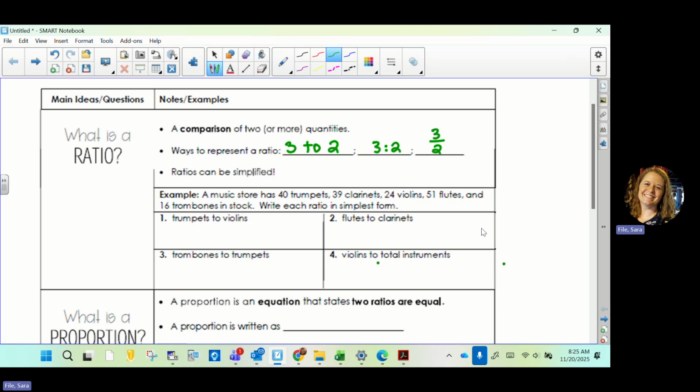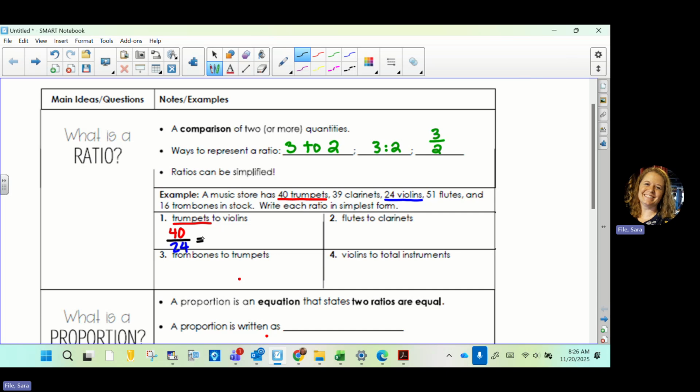In this first example, it says a music store has 40 trumpets, 39 clarinets, 24 violins, 51 flutes, and 16 trombones in stock. Write each ratio in simplest form. The first ratio they ask for is trumpets to violins. Let me do some color coding here. 40 trumpets, so I would say 40 over, and then there's 24 violins. So 40 to 24 is the ratio.